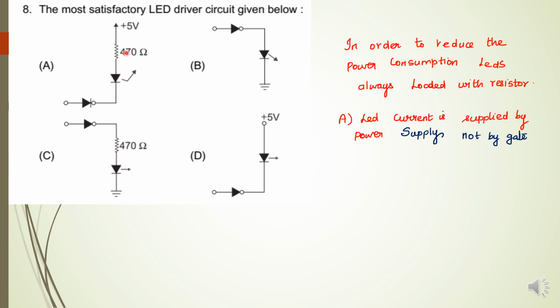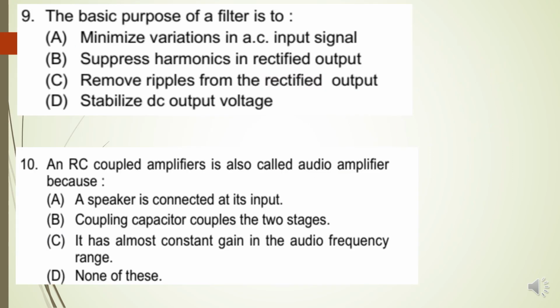Here, in option A, the LED current is supplied by the power supply. And in option C, the LED is supplied by the gate. But the correct answer is that the LED current is supplied by the power supply. That is the correct answer. Option A is correct. Next problem, problem 9.